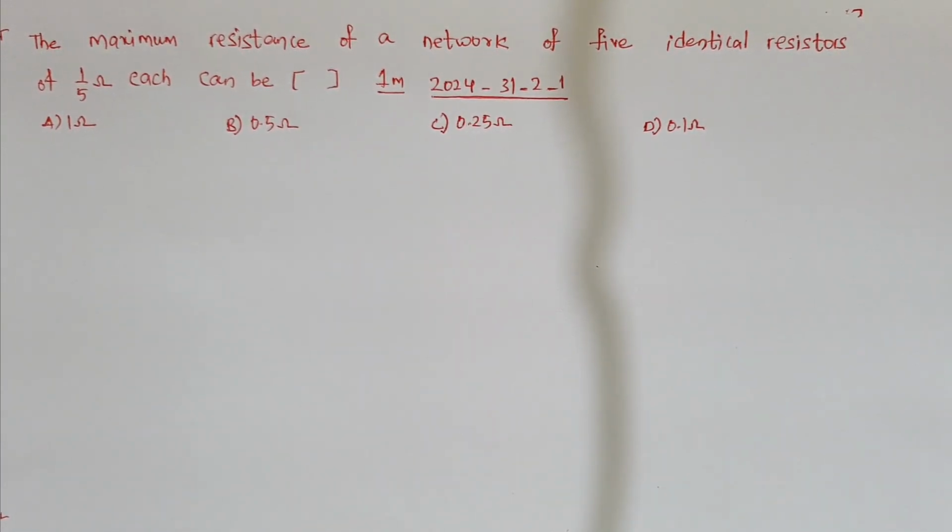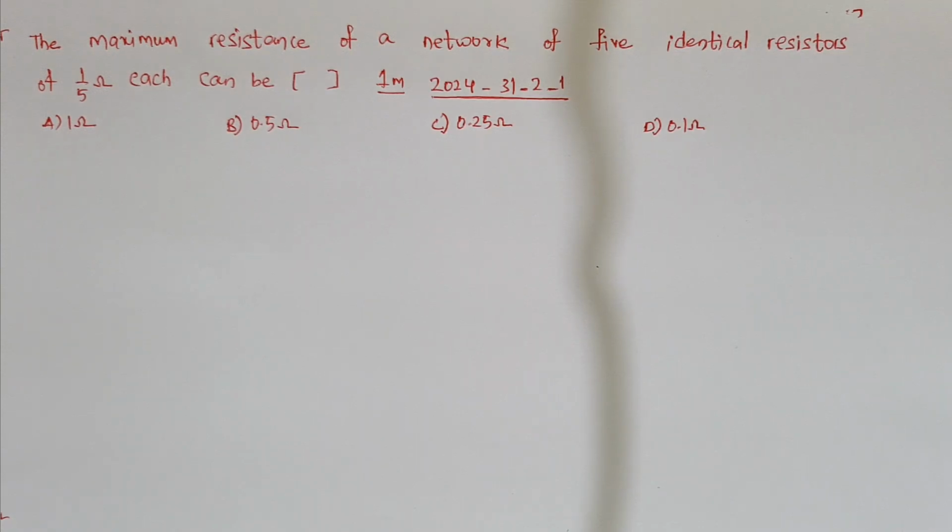So today's question is, I brought an MCQ to you. Read the question. The maximum resistance of a network of 5 identical resistors of 1/5 ohm each can be. Means there are 5 resistances. All the resistances are identical and each resistance has a value of 1/5 ohm. How can we connect? It is our wish to connect the way we need to, and the maximum resistance that can be made using those 5 resistances will be, that is the question.